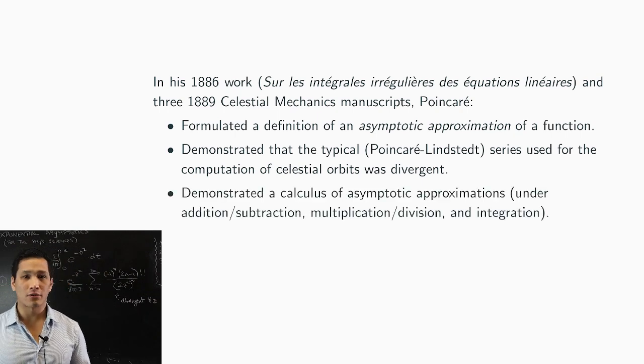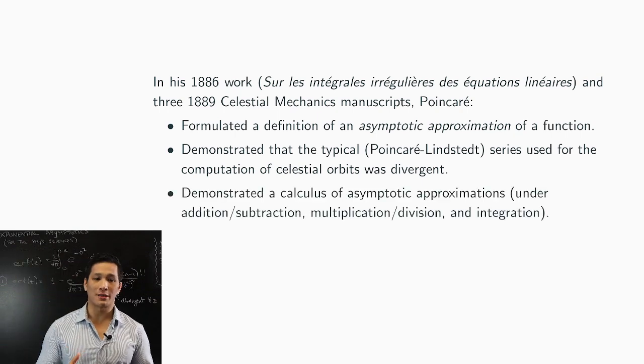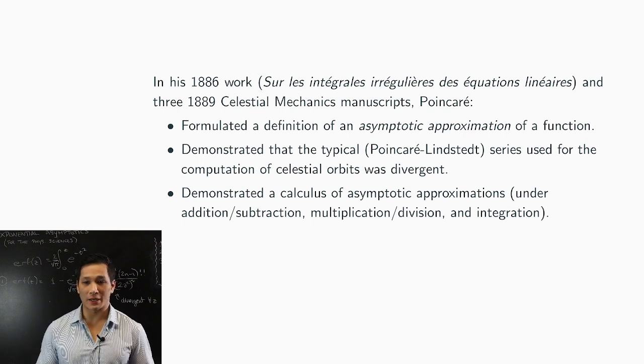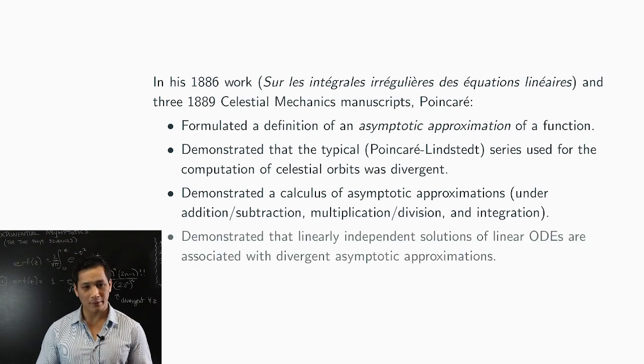And then he demonstrated that there is a kind of an arithmetic, a calculus of asymptotic approximations. In particular, you can add two asymptotic approximations together and they remain an asymptotic approximation. You can multiply or divide them as long as you don't divide by 0, and you can also integrate them, but you can't differentiate them.